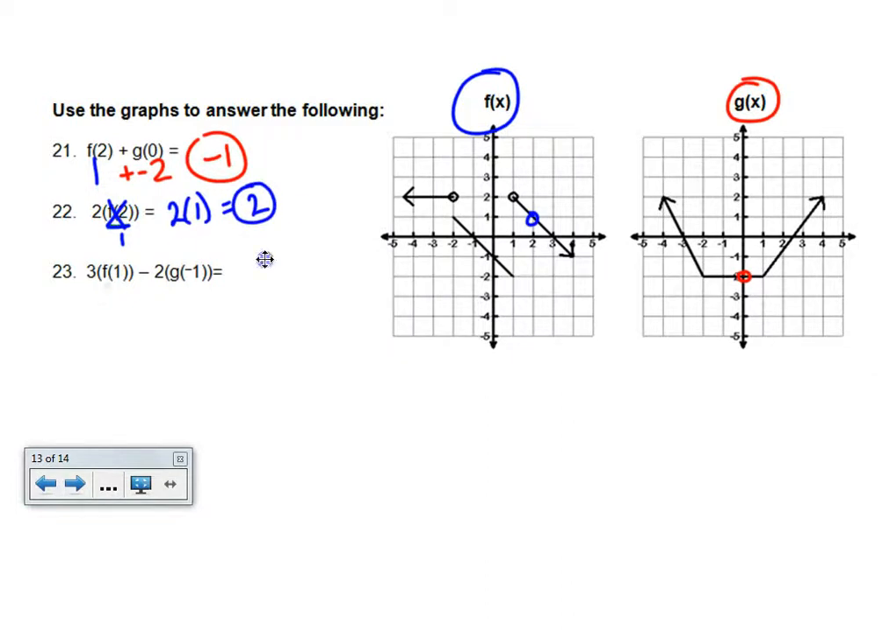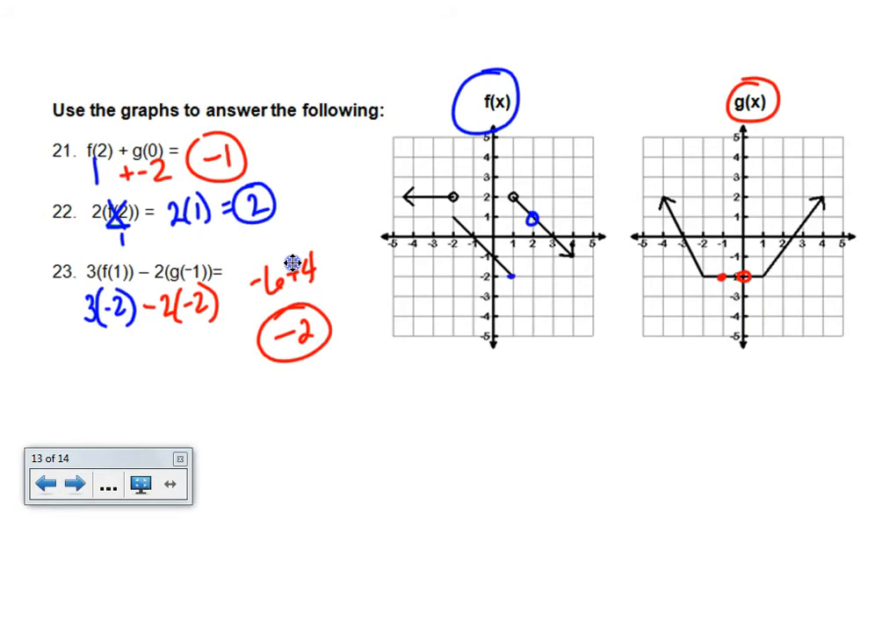And then 3 times f of 1. So f of 1, be careful. If you travel up, you'll see a hole, which means that there is no evaluation output right there. You need to travel down and see that it has a negative 2. So it's 3 times negative 2 minus, and then g of negative 1. There he is. Negative 2 times negative 2. So let's see, that gives me negative 6 plus 4, which is negative 2. And that is the lesson for 1.2.